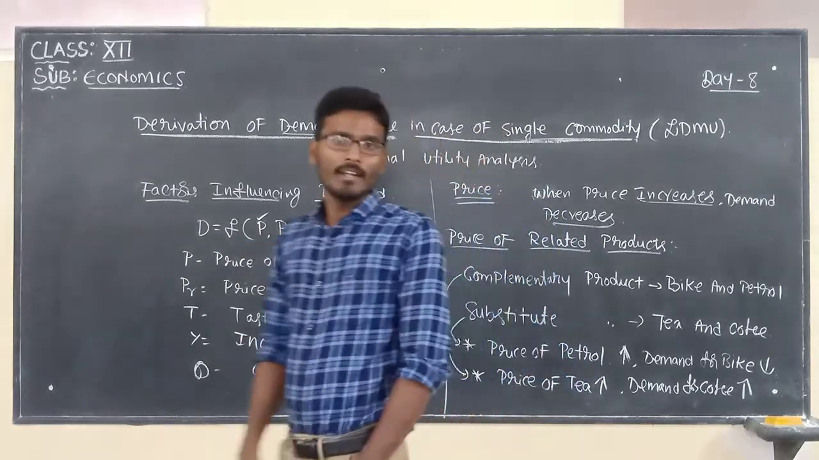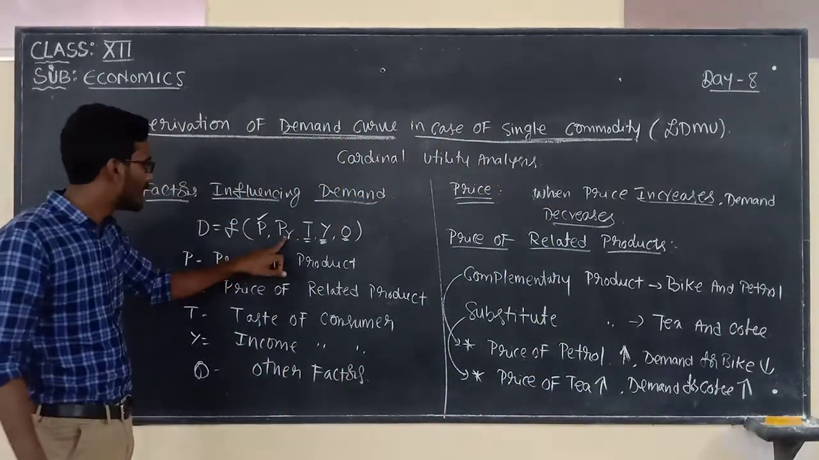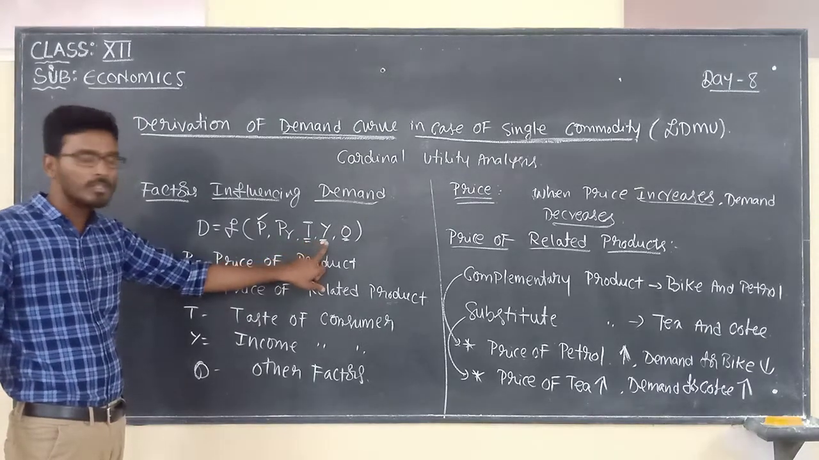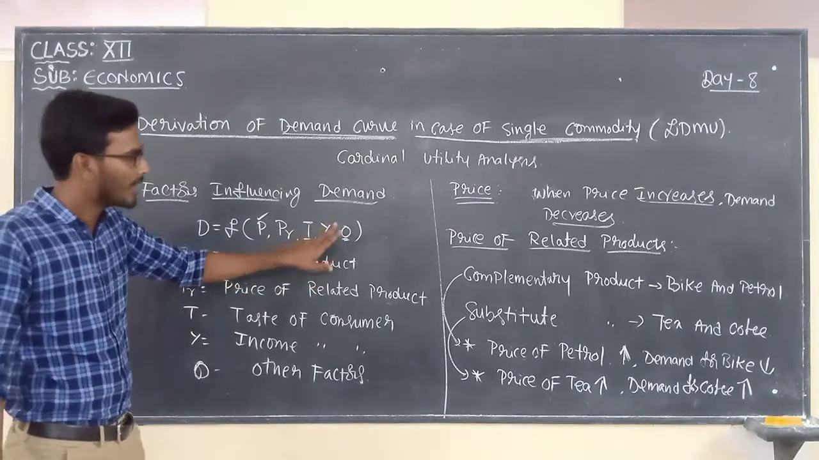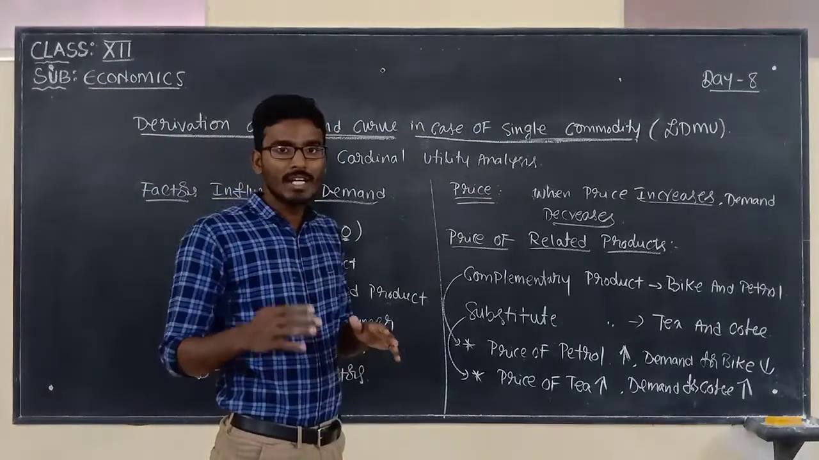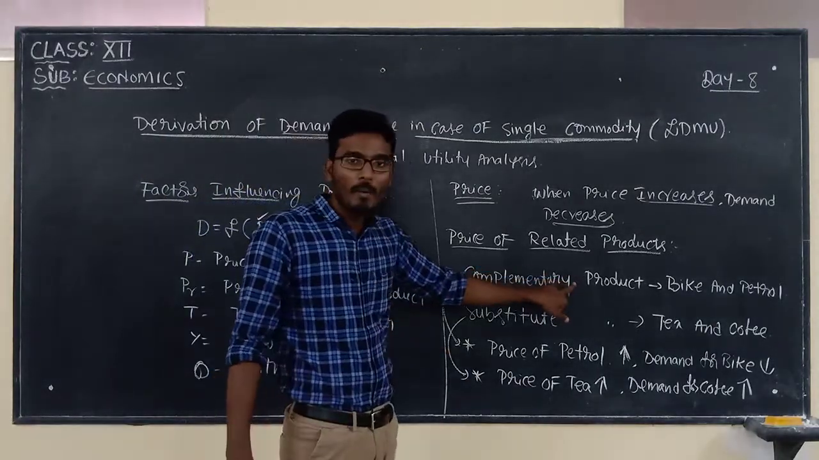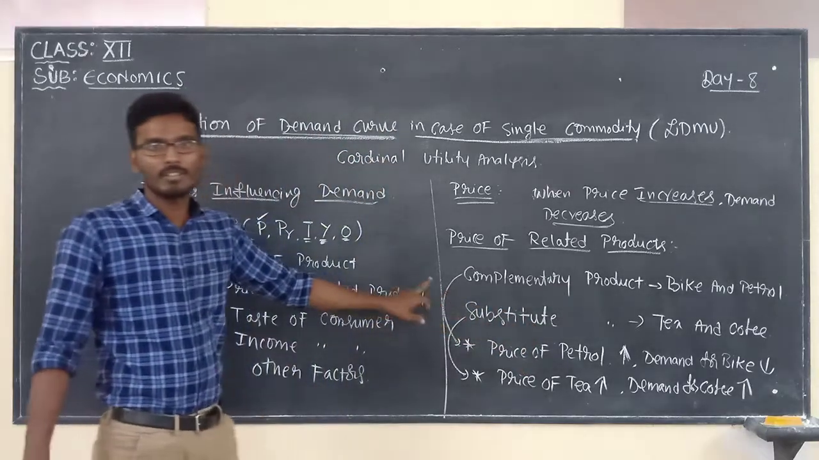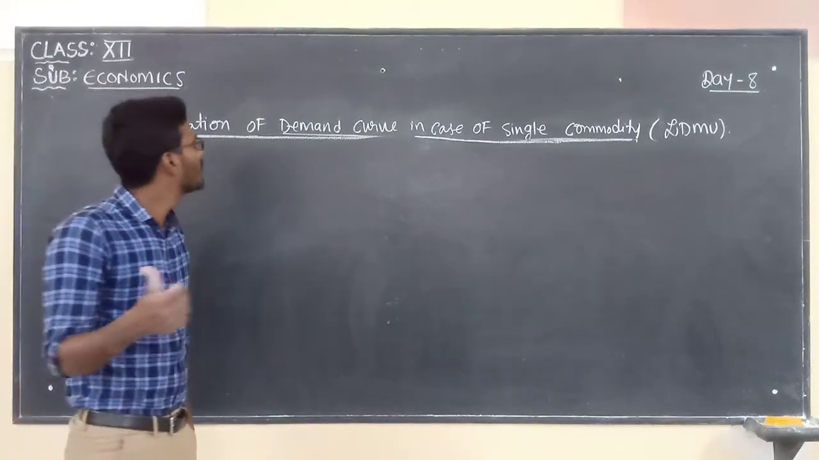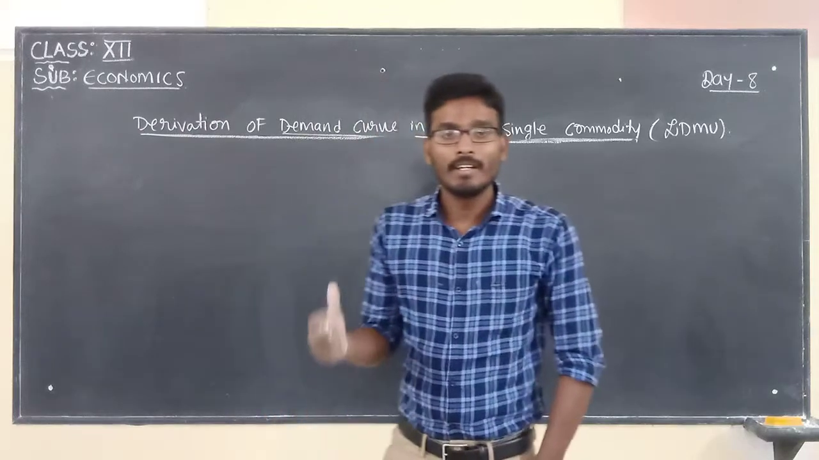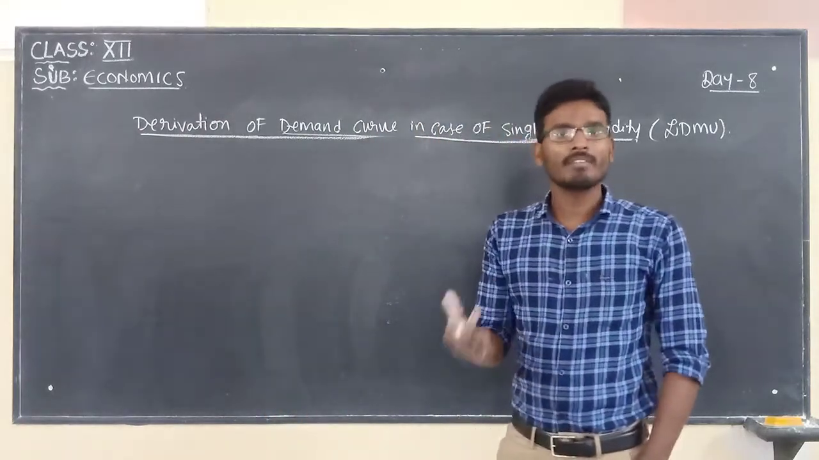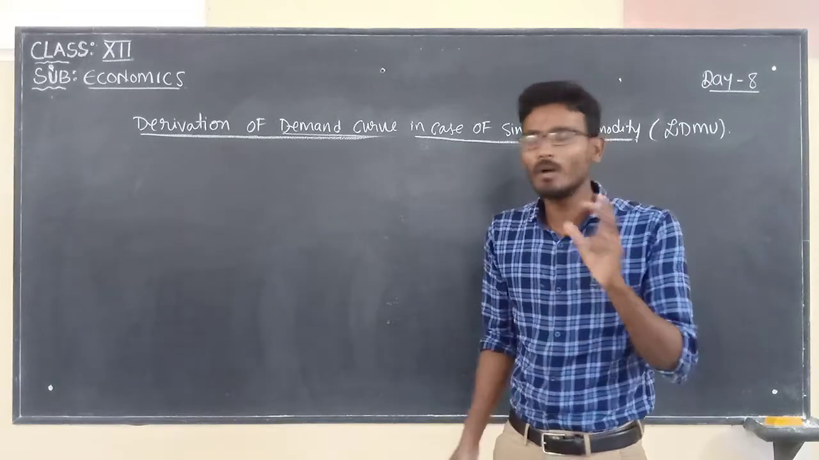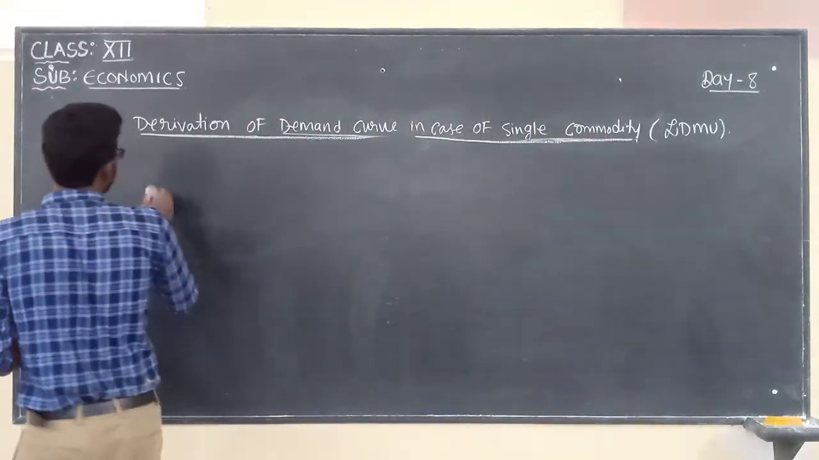So remember here: price of a product, price of a related product, taste of the consumer, income of the consumer, and other factors. How many products are related here? Two. One is the complementary product, the second is the substitute product. So far we discussed what demand is and what the major factors influencing demand are. Now let us move on to the next concept.